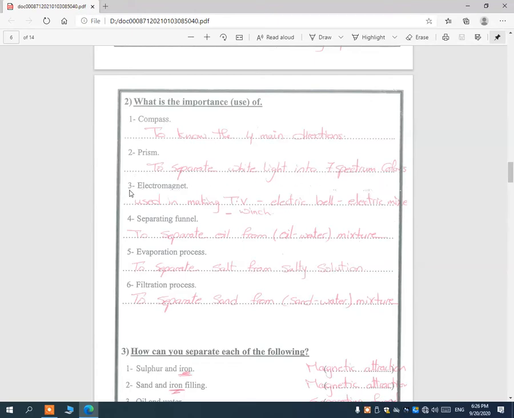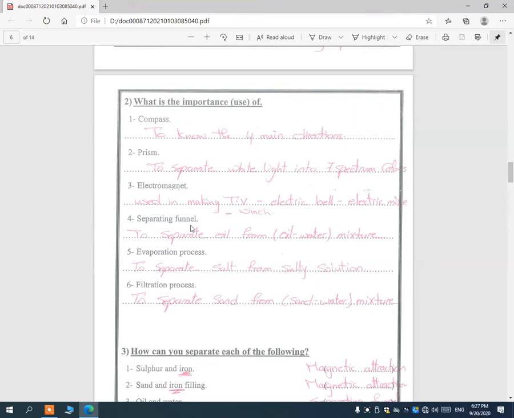Number 3, electromagnet. What is the importance or the use of the electromagnet? We have many uses of the electromagnet, like in making TV, electric bell, electric mixer, winch, and other uses of the electromagnet. Write all of them.